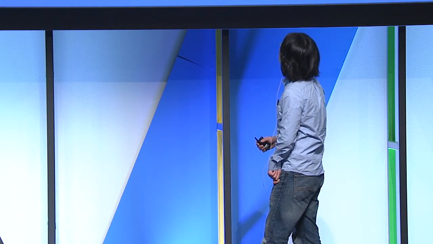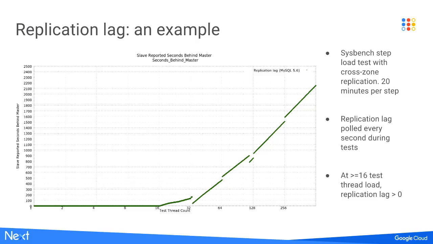Here's another view of the replication lag. The chart is a little bit blurry on those lines, but I think you can still see the numbers and the lines. This is a sysbench OLTP run on a MySQL 5.6 instance. The way we run this experiment is we double the test load at each step. Each step runs for 20 minutes.